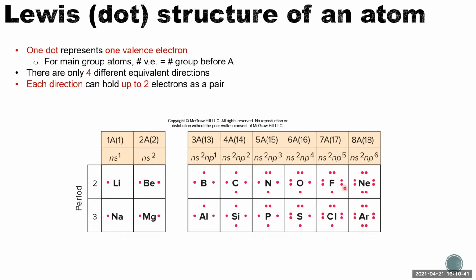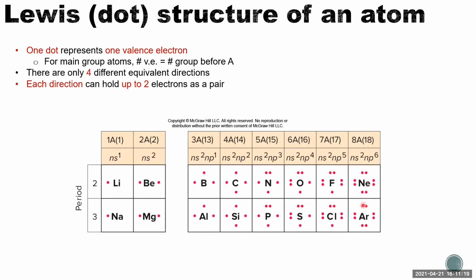But if we move to fluorine, it's in the 7A group, so there are 7 valence electrons. We put them into 4 different directions, and each direction can hold up to 2 electrons as a pair. So it has 3 directions that have electrons in pairs, and 1 direction has a single alone electron. And for neon, it's a noble gas in the 8A group, so it has 8 valence electrons. All the electrons are in pairs in 4 different directions around the symbol.